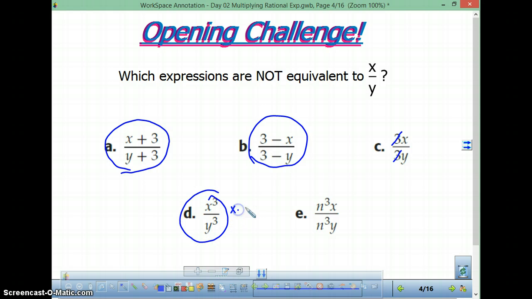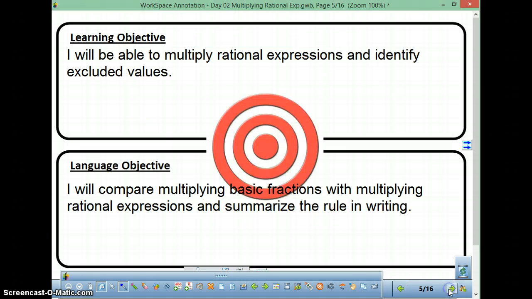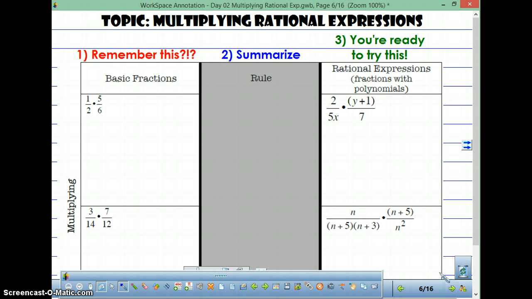Remember, this is x times x times x, and this is y times y times y. There's nothing you can reduce. Here, however, you can reduce the n cubes because they're multiplied by x and y. All right, main goal today, we're going to learn to multiply rational expressions.